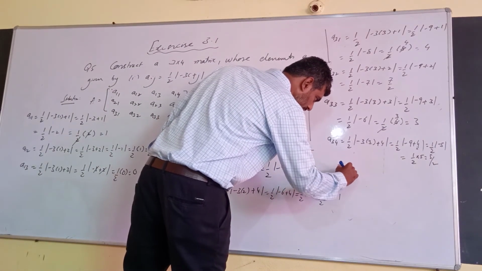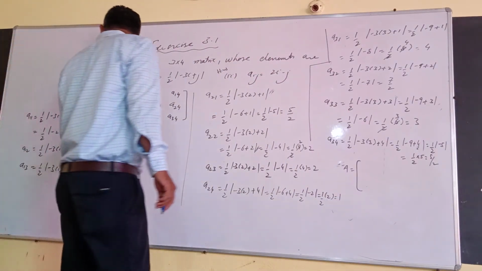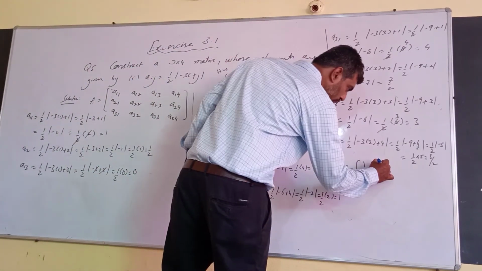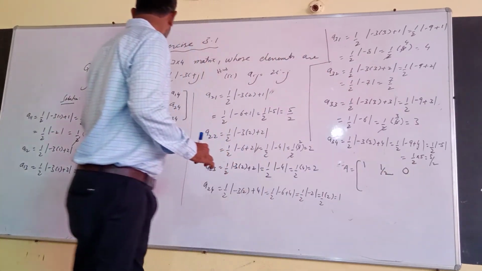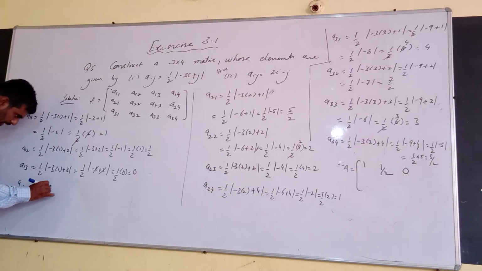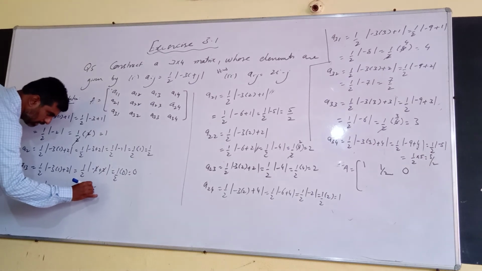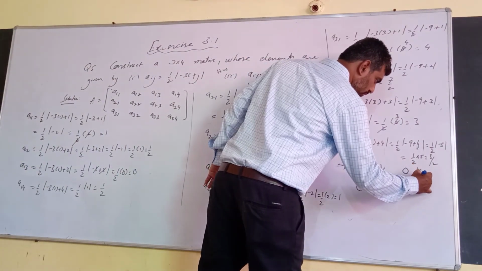The matrix A. What is matrix A, students? A11, what is A11? We got A11 as 1. Now A12 we got 1 by 2. A13 we got 0. But A14 we didn't get. A14: 1 by 2 into absolute value of minus 3 into 1 plus 4. 1 by 2 into minus 3 plus 1. So it will be 1 by 2.